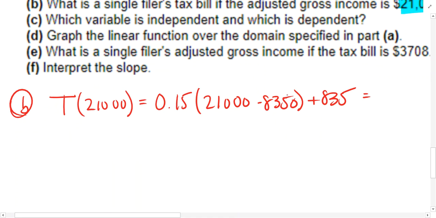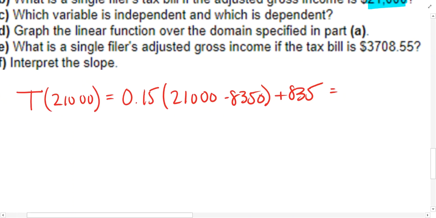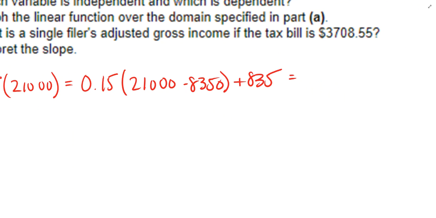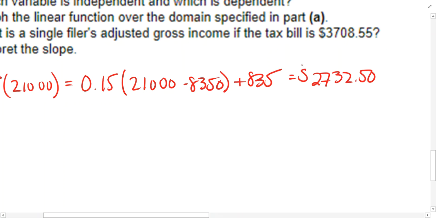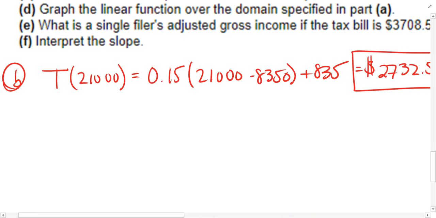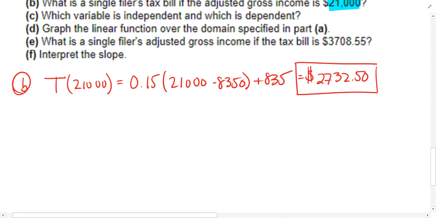But if you have a calculator that does have parentheses built into it, chances are it follows the order of operations, and you can write this in one step. I've got one of those off camera right now, and after entering this expression, I see that the tax bill is $2,732.50. Keep in mind that if we execute an equation like this when we're talking about dollars, and if we get more than 2 decimal places, go ahead and round to 2 places, because that would be appropriate for dollars and cents. For part C, we're being asked which variable is the independent variable and which one is the dependent variable.